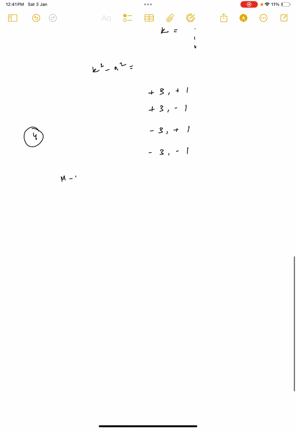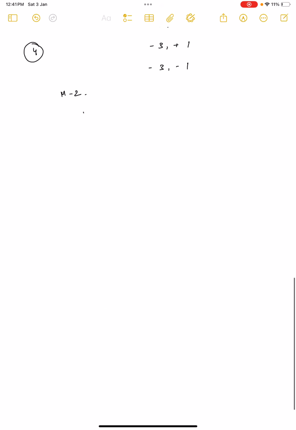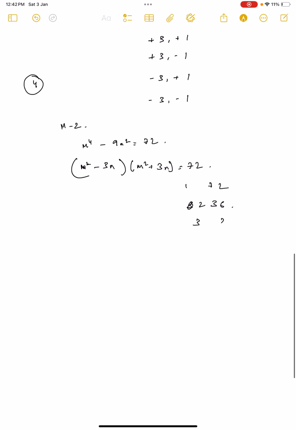A possible mistake that I made while solving the question was that m to the power 4 minus 9n square, I took it as 72, and m square minus 3n times m square plus 3n should be equal to 72, and then I tried to find all the factors of 72: 1 and 72, then 2 and 36. So you essentially have 12 factors. So 3 and 24, 4 and 18, and I think 6 and 12, 9 and 8. So for only this value you get a solution.